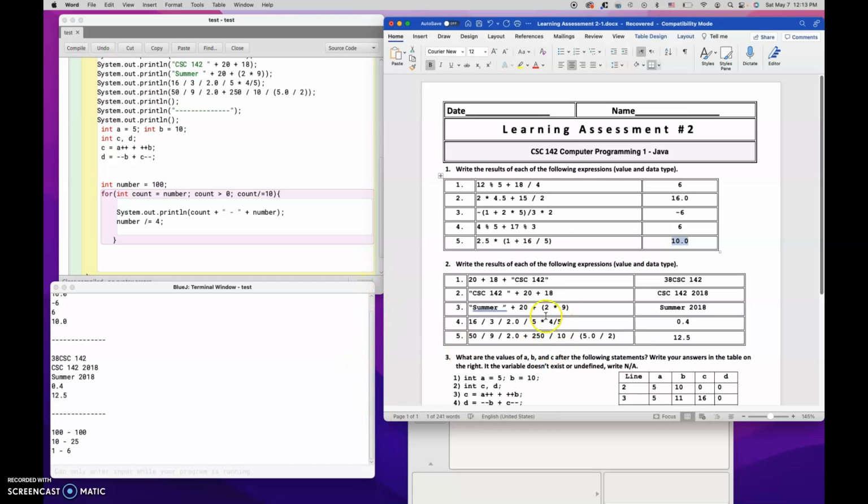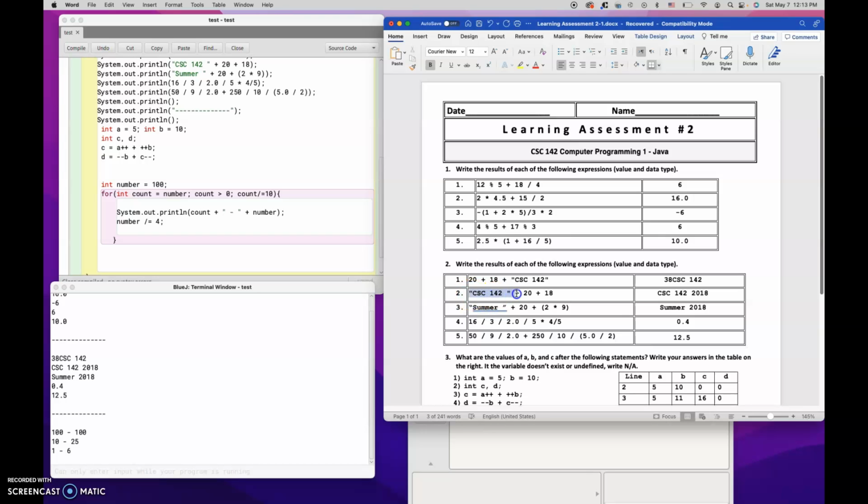Okay, let's jump into the second example. We have 20 plus 18 plus CSC 142. This is math. 20 plus 18 is 38 plus a string. The result will be 38 CSC 142.